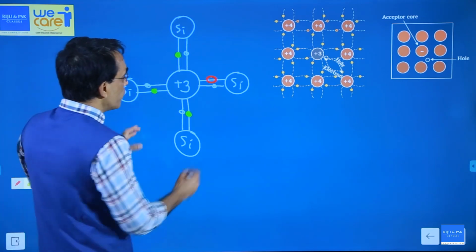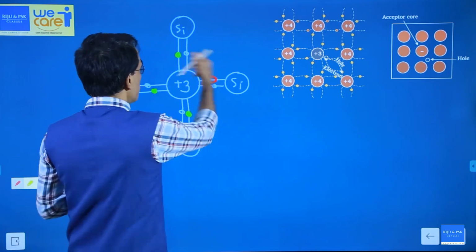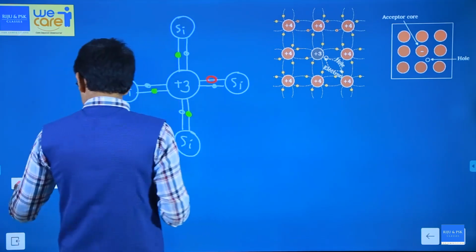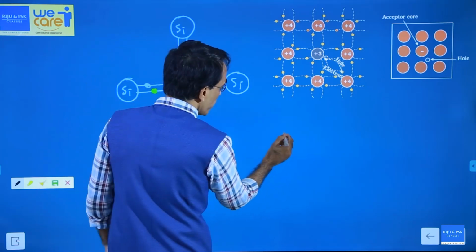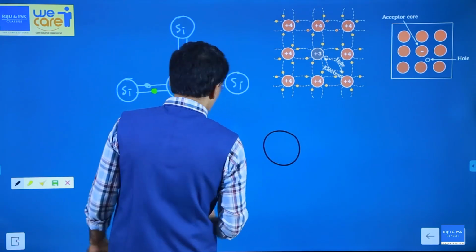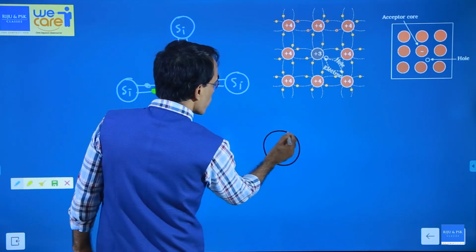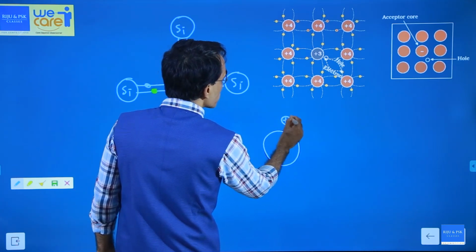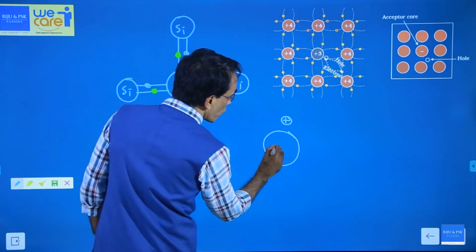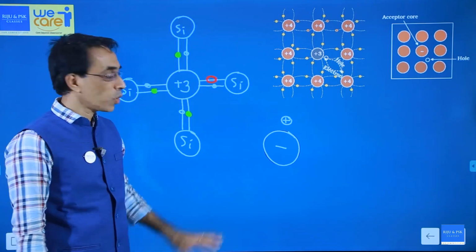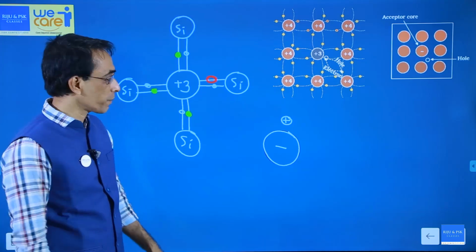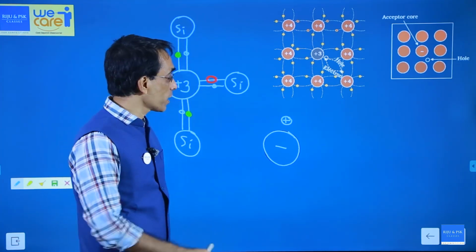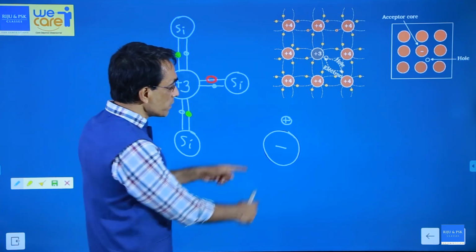Right. Now if you look from the eye of this hole, then this dopant impurity atom will look like this. There is a hole with a positive charge, and there is a core with an effective negative charge. Core with a negative charge, hole with a positive charge. You can't remove a hole, but you can add an electron. Now this is balanced.